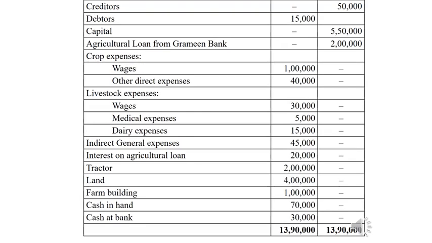Creditors information, debtors information, capital, agriculture loan from Gramina Bank, crop expenses, again the same type of items, livestock expenses, the same type of expenses as given in the previous problem. Indirect general expenses, indirect interest on agricultural loan 20,000 is given. Tractor, land, farm building, cash in hand and cash at bank are given. Total of the trial balance 13,90,000. Pause the video and write down.